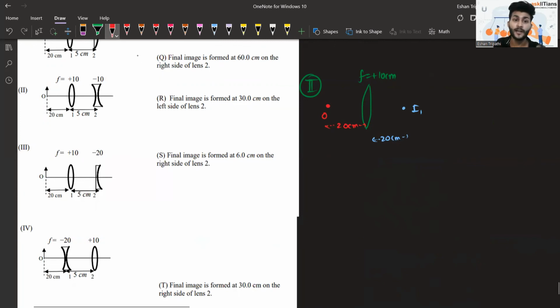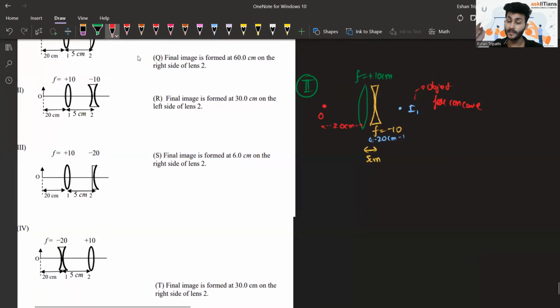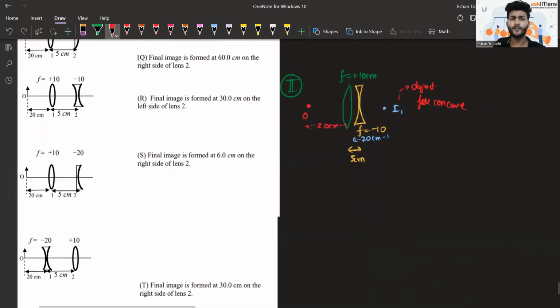But there was one more lens given, concave lens. So for this concave lens of focal length minus 10, because the distance between these two is 5, this first image is going to behave as object for the concave lens. So for the concave lens, I need to write the equation. I'll say object is 15 centimeter to the right. The focal length is minus 10.